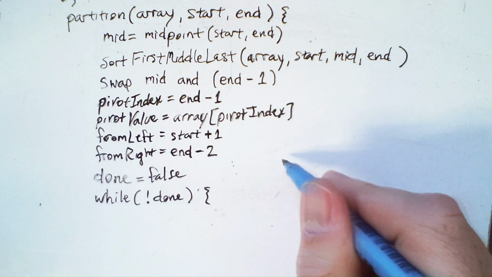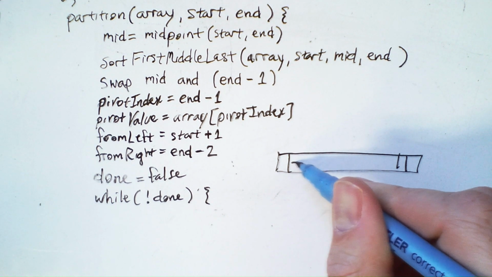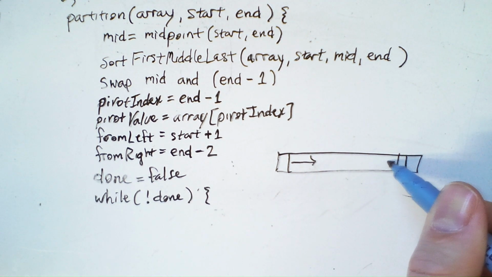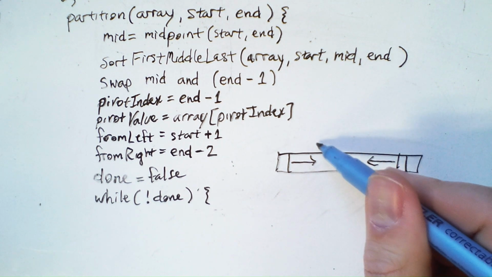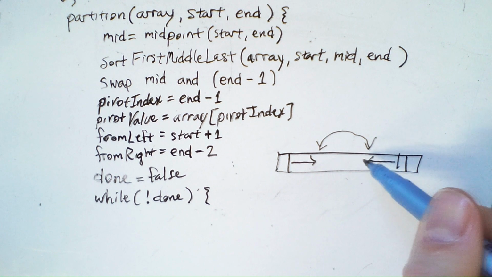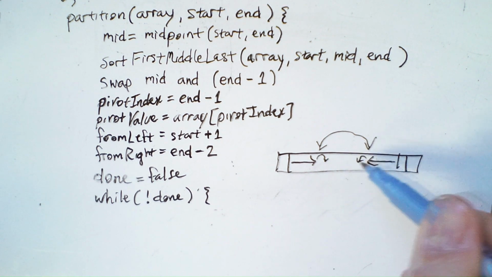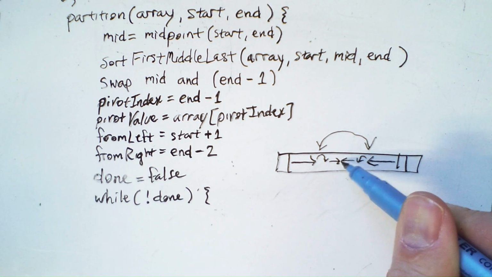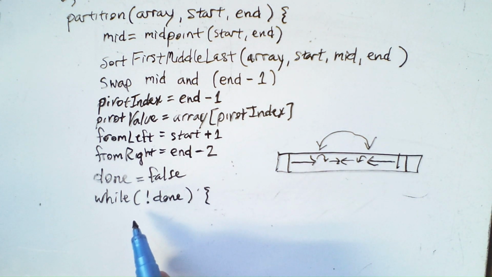So the goal here is going to be to look for an element on the left side that doesn't belong there, and look for an element on the right side that doesn't belong there. And if we find them, then we'll swap them, and then we'll move one step inward from that swap, and then continue the process until we eventually meet in the middle and we're done. So we have a loop here. Inside of this, we have another loop.